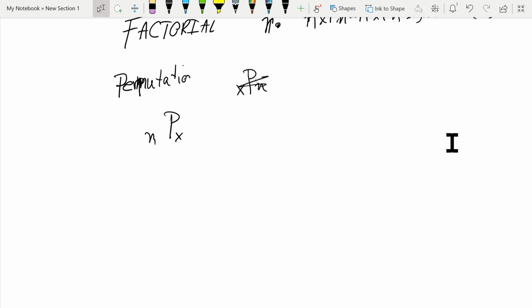So this is n factorial divided by (n minus x) factorial. This is how many I would get if I had all n of them. The n minus x cuts off part of that. And this is a permutation.